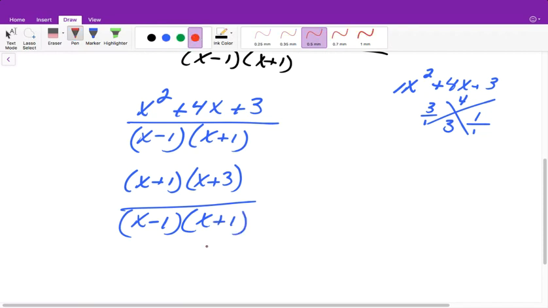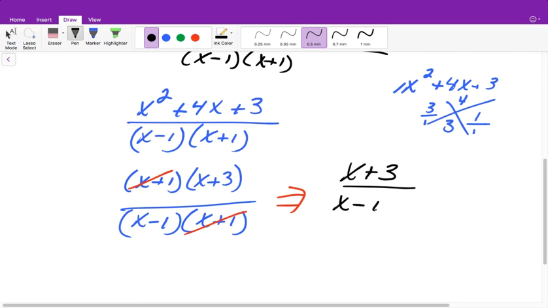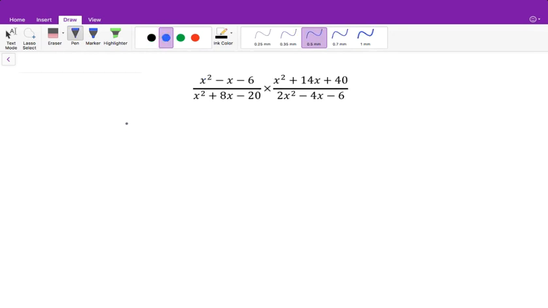And now we can go ahead and cancel out our x plus 1s, and this will give us a final answer of x plus 3 over x minus 1, and x cannot be positive 1 or negative 1. All right, now when we multiply or divide, remember I said in this case you have to factor everything first. So before we do anything, unless it's division, we're going to keep, change, flip, but we need to factor everything. We can't cancel anything out without factoring.